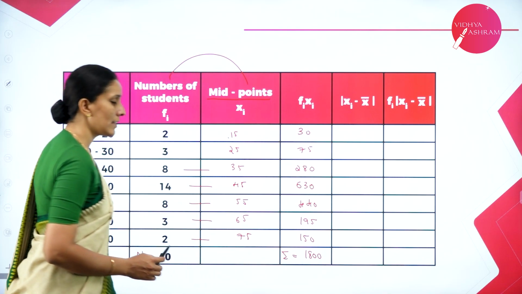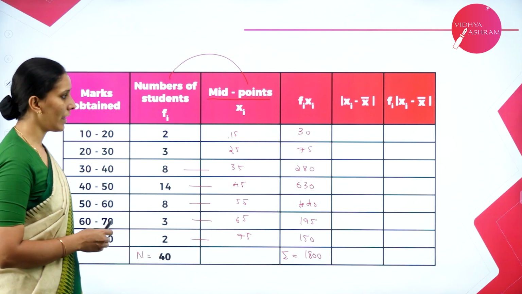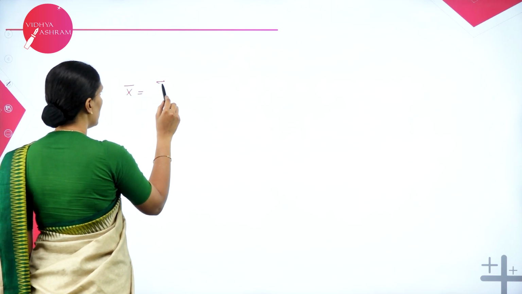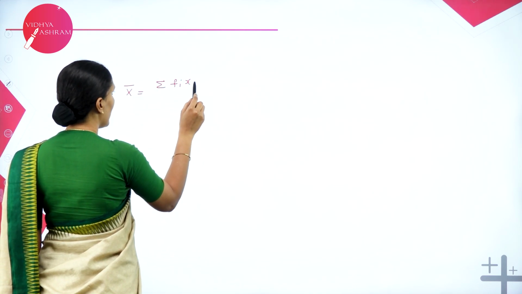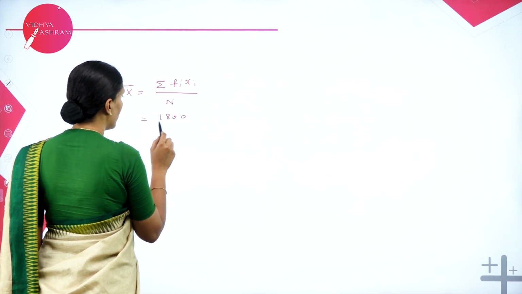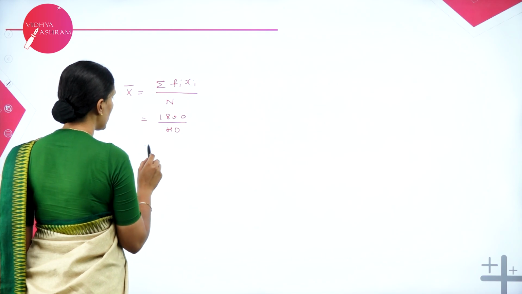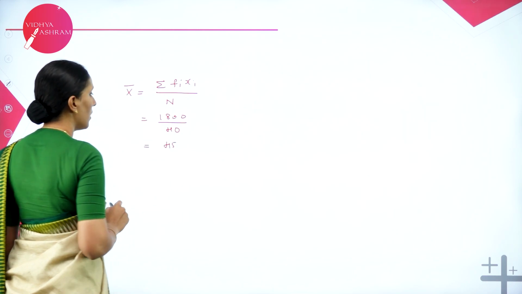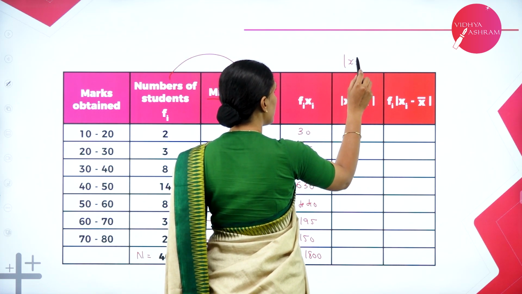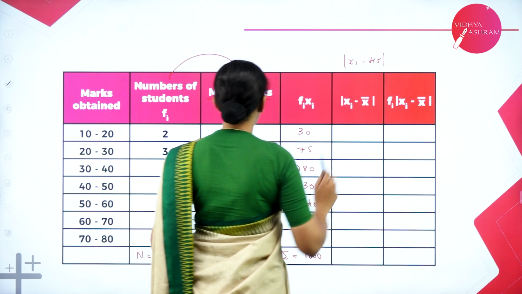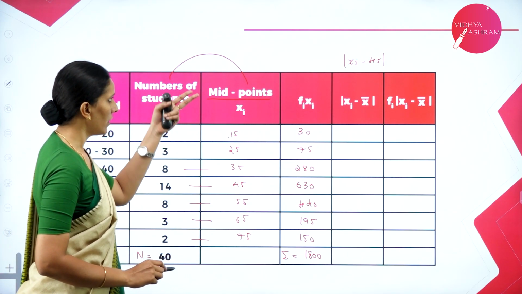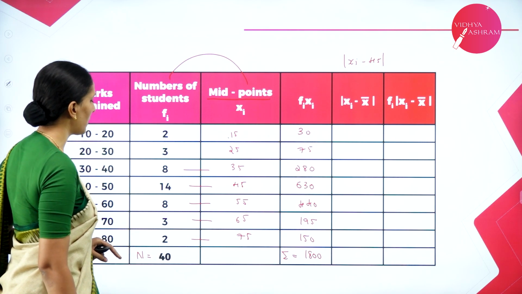This is necessary to find x bar in the next column. So now the mean x bar is equal to summation fi xi divided by n, that is 1800 divided by 40, which is equal to 45. Now take the deviation of all the observations from 45. The observations are 15, 25, 75 and so on. We need to take the deviations with respect to 45.